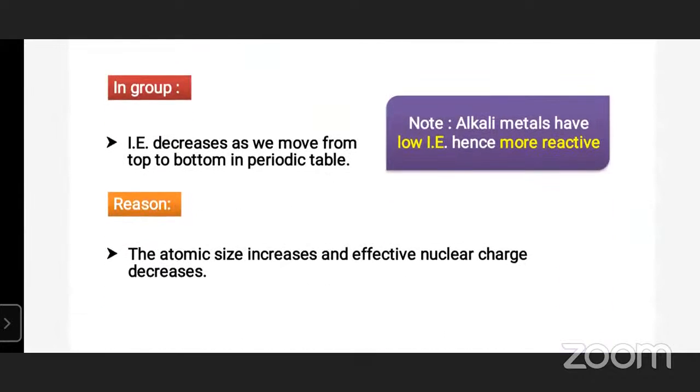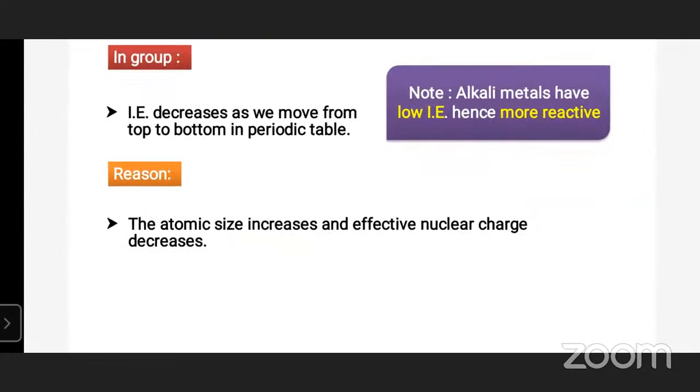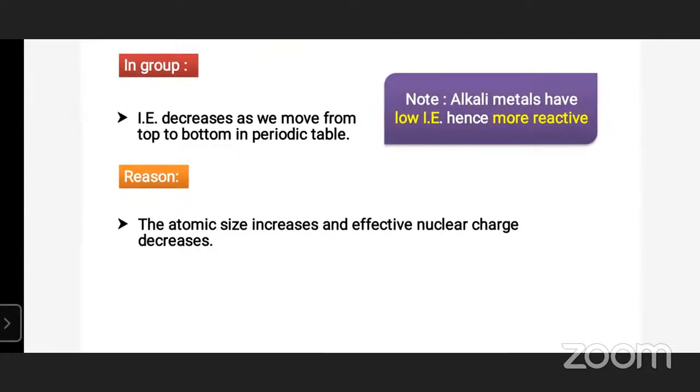In a group trend, IE decreases as we move from top to bottom in the periodic table. IE decreases because the atomic size increases and effective nuclear charge decreases. So the IE value also decreases. Atomic size increases, IE value decreases in a group.